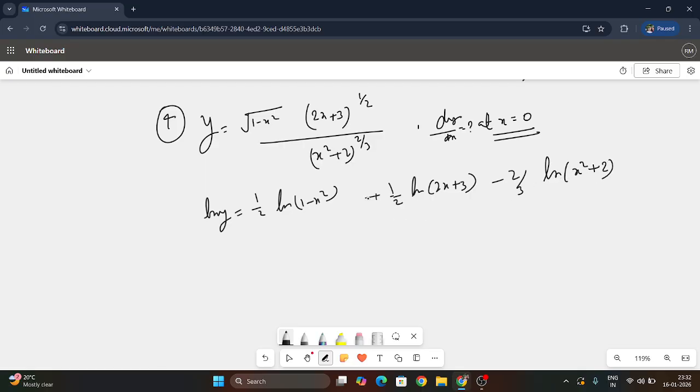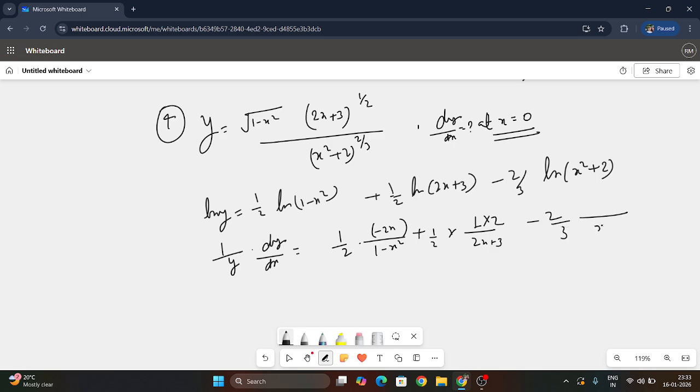Okay, so this is looking very easy to differentiate. Now let's differentiate it, and you will get 1 by y into dy by dx equal to 1 by 2 log of 1 minus x square minus 2x plus 1 by 2 1 by 2x plus 3 multiply by 2 minus 2 by 3 x square plus 2 and 2x. Okay, so this is what you are having.